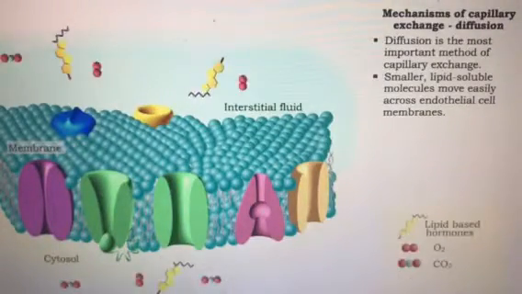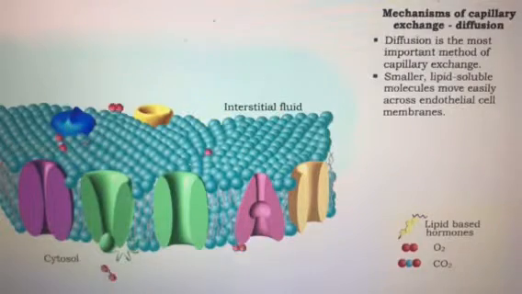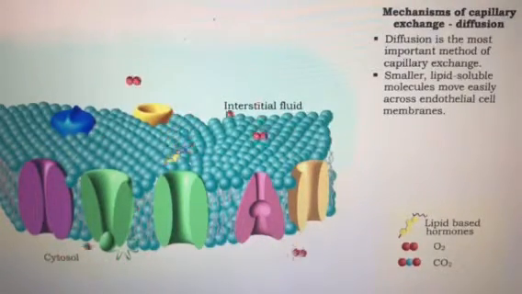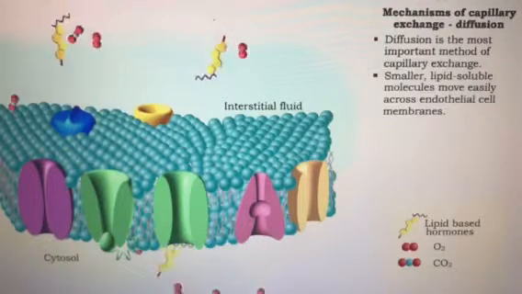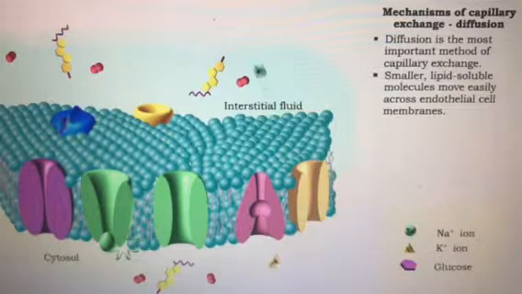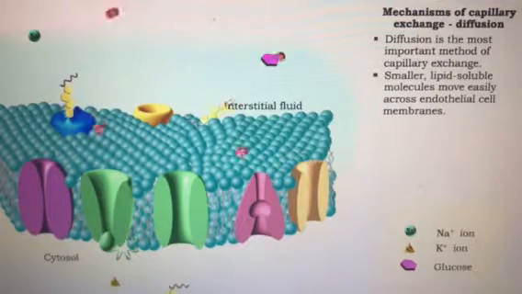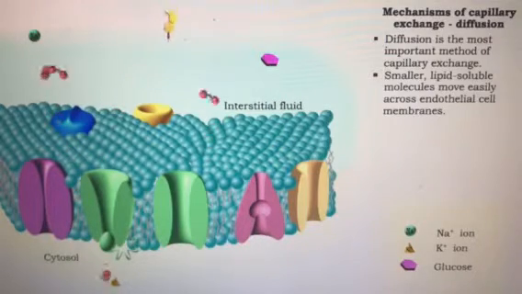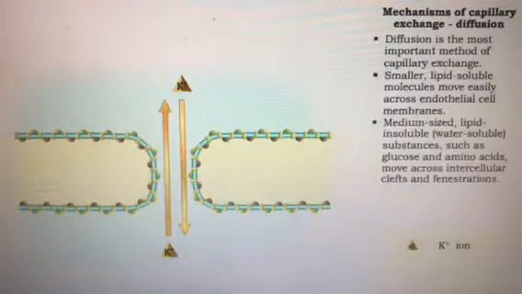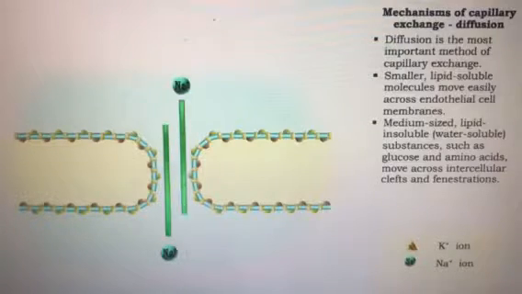Oxygen, carbon dioxide, steroid hormones, and other lipid-soluble substances pass through endothelial cell membranes. Glucose, amino acids, and other water-soluble substances diffuse through intercellular clefts and fenestrations.